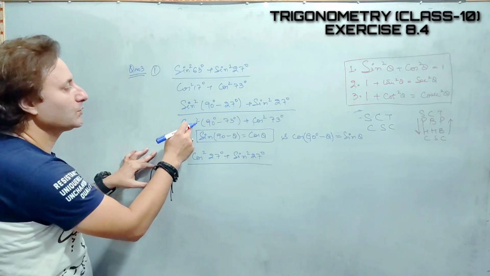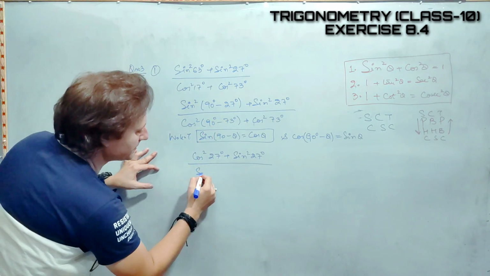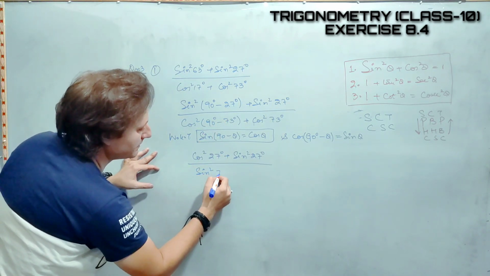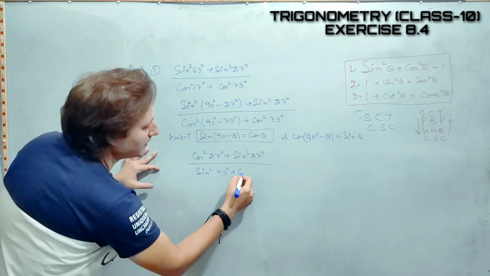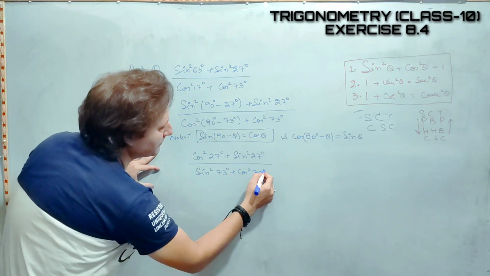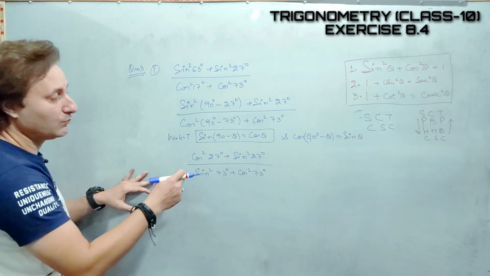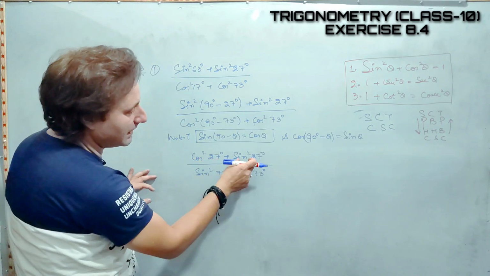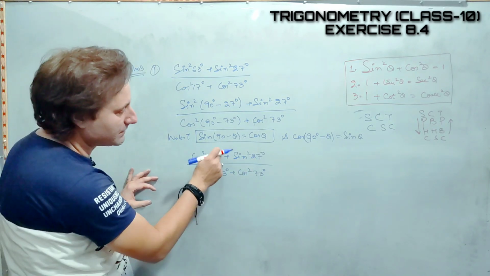Now here, cos(90° − θ) will be sin θ, but we have a square. Theta is 73°, and then cos²73°. Okay. Now, what do we see here? We can see sin²θ plus cos²θ. We have this theta the same.